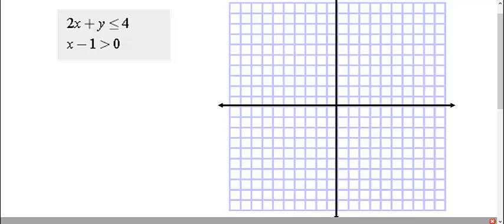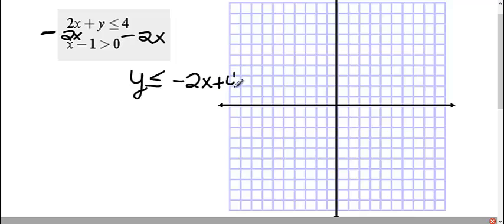All right, here I'm going to graph both these inequalities and see where they overlap. So first I need to get into y equals mx plus b form so I can graph them. So here I'm going to subtract my 2x. Therefore I get y is less than or equal to negative 2x plus 4.